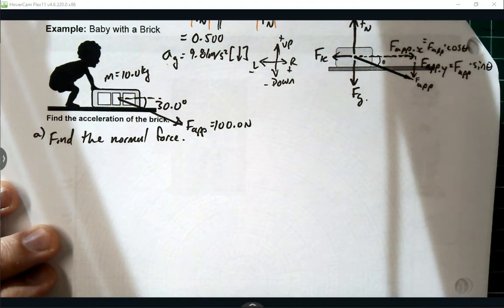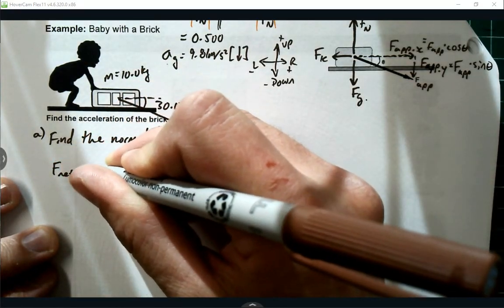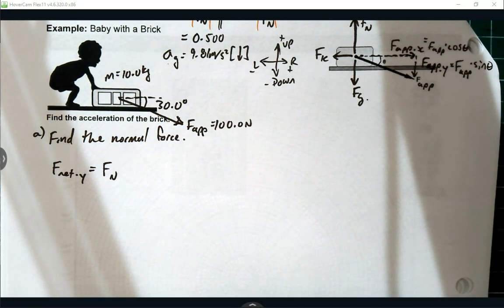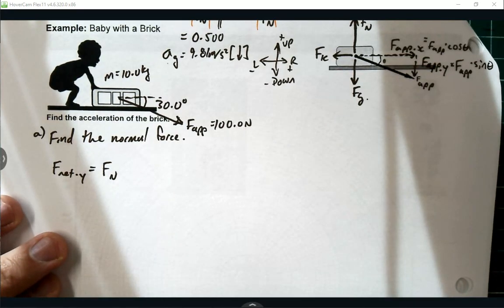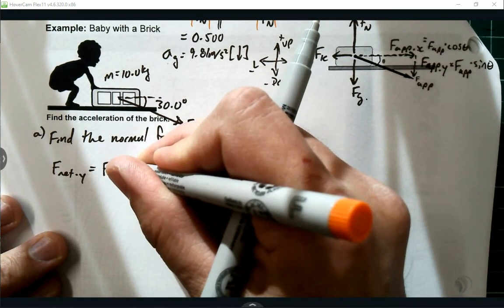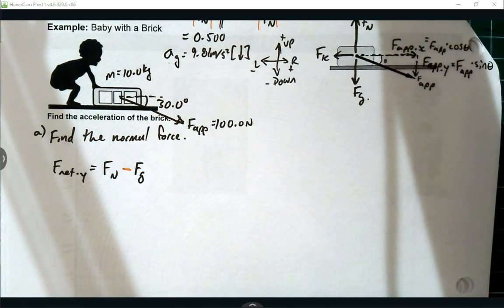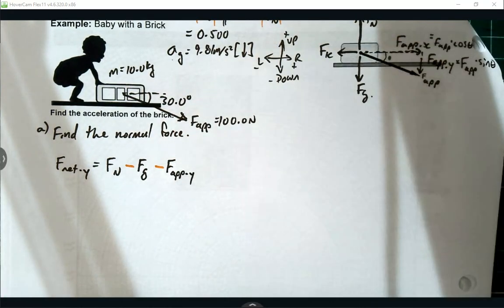And of course, that's Y thinking. So I'm going to say, well, F net, this is vertical thinking, F net Y is equal to F normal. You know what, I think that this time I'm going to make the stylistic choice to put my negative signs in as I build my formula. So I got F normal is going up, but force due to gravity is going down. And F applied Y is going down. So as I build the formula this time, I'm going to make that style choice to put the negative signs in right now.